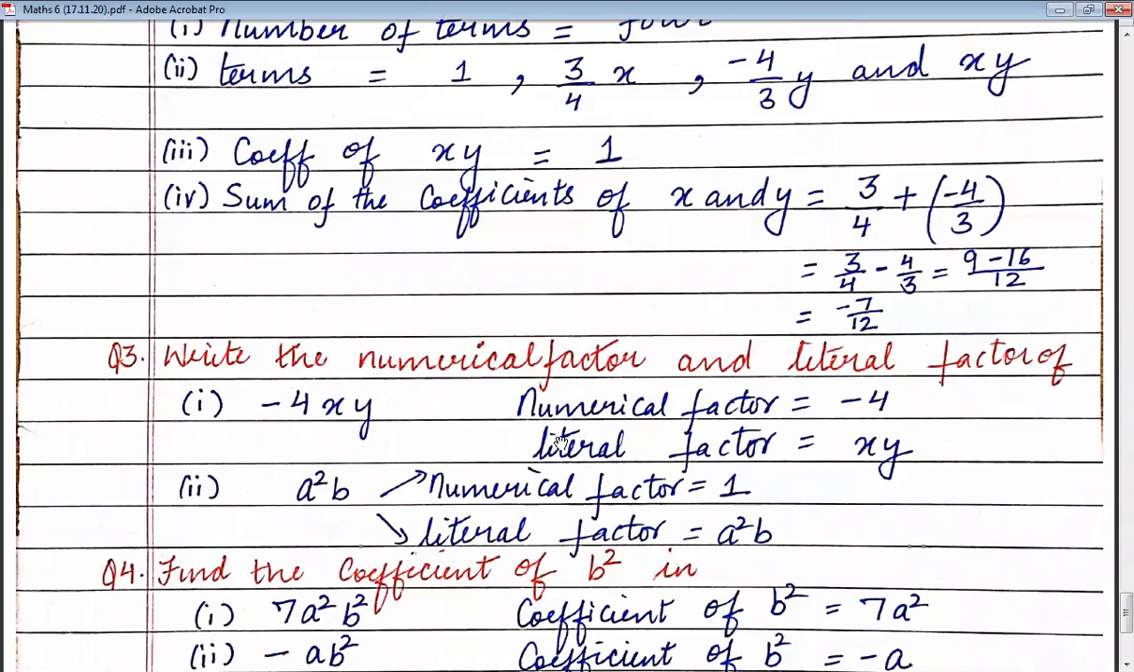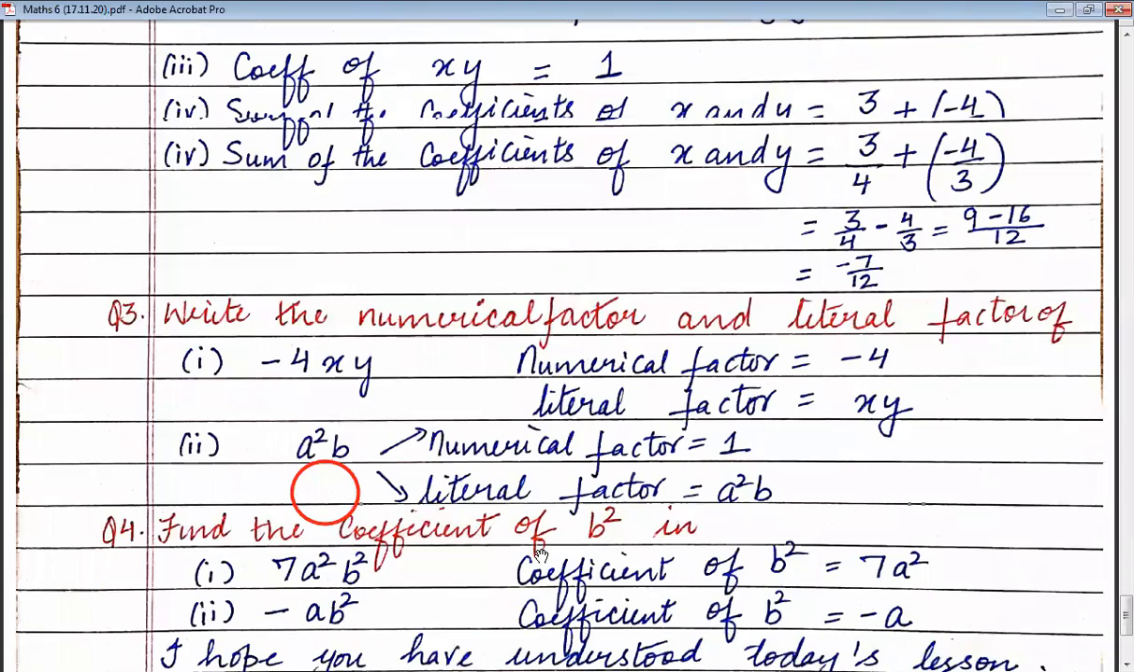Let's see the next example, that is a square b. Now children, in this, what is the numerical factor? Again, no numerical factor is written here, so it will be 1 only. And what is your literal factor? A square b. There is nothing written here, so the numerical factor is 1 and the literal factor is a square b. Fine. So now let's move on to the next question.